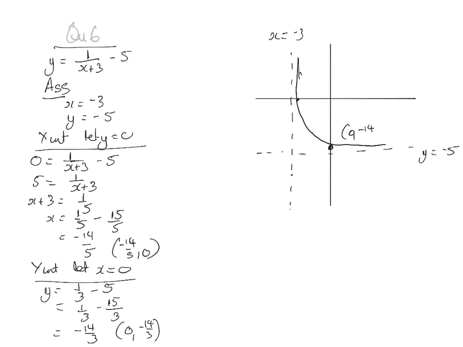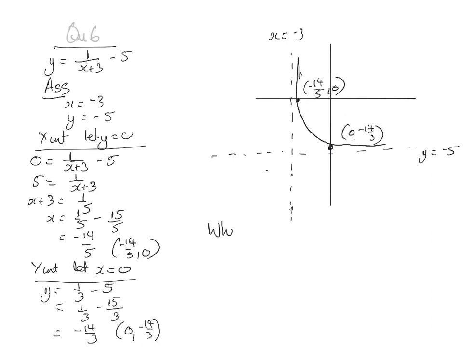And let's label those coordinates. 0, minus 14 on 3. This one here is minus 14 on 5 and 0. Of course, I need the other part. And remember, this is a positive hyperbola. So it's going to be down in this bottom quadrant here. What I would probably do is just take another point. We know it's going to reflect in there, but let's have a look.